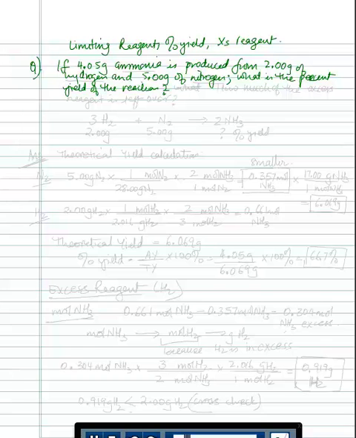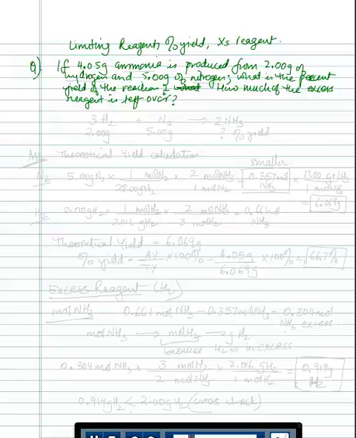And the second part is, how much of the excess reagent is left over? So it's a two-part problem, okay? And so you have to first figure out how much of the product is going to be produced, and then figure out how much of the excess is left, which means it's a limiting reagent problem as well.